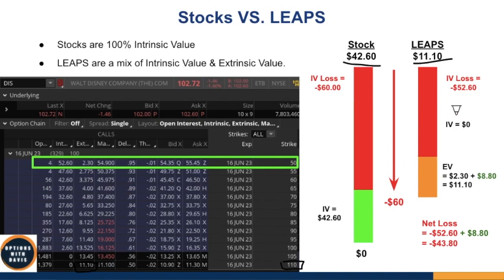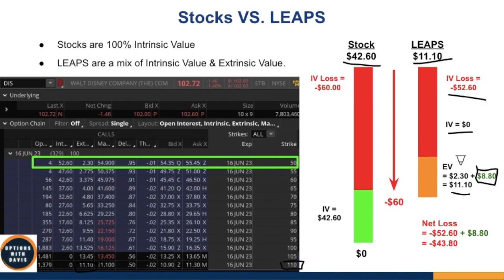Well, that's because the intrinsic value, first of all, you can't lose more than the amount that you paid. You paid $52.60, even if it drops $60 or it drops $100, you're only going to lose $52.60. So your intrinsic value becomes zero. Now your extrinsic value, on the other hand, actually gains value. So it gains to $11.10 as you have seen here, so it has gained a value of $8.80 on the way down.